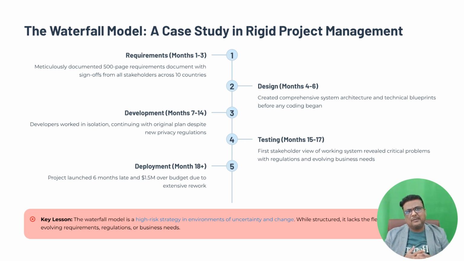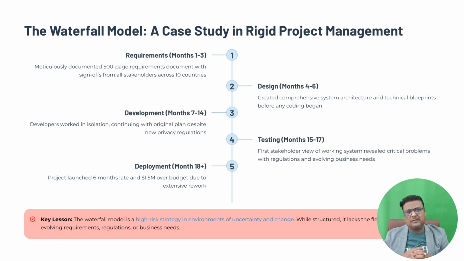Phase 5, deployment and maintenance, month 18 onwards. The project is now in a state of crisis. The 18-month deadline is looming, and a significant portion of the system needs to be redesigned and recoded. The project team is forced into a long, expensive rework loop. The project is eventually launched, but it's 6 months late and $1.5 million over budget due to the extensive rework.